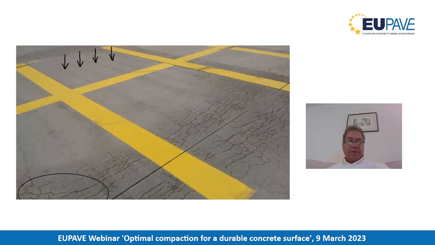this slab is an airport apron, and we've got two variations. On the top left, you can see black arrows identifying vibrator trails, and down the bottom part, you can see the surface has started to crack up, which occurred within a year of the airport pavement being open to traffic.